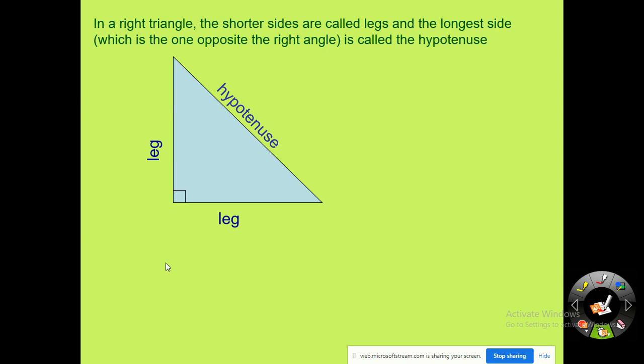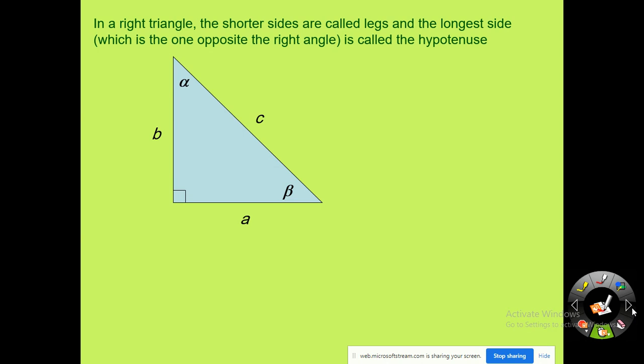So I'm working in a right triangle. And we know already that in a right triangle, the shorter sides are called legs, and the longest side, the one opposite to the 90, is called hypotenuse. Okay, and you know already there is a Pythagorean theorem in the right triangle, but not just I can use Pythagoras to find a missing side, I can use the trigonometric equations to find missing sides and missing angles. What are those formulas? We're gonna see.